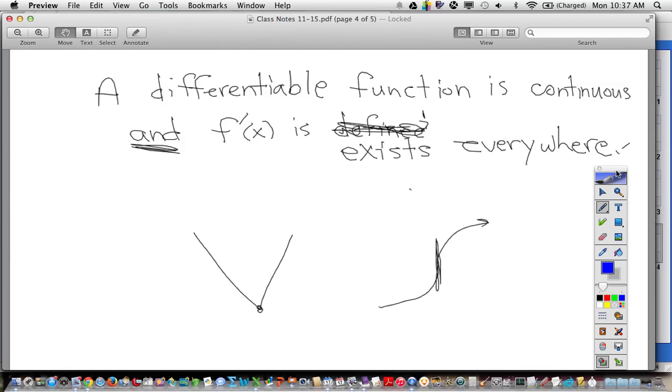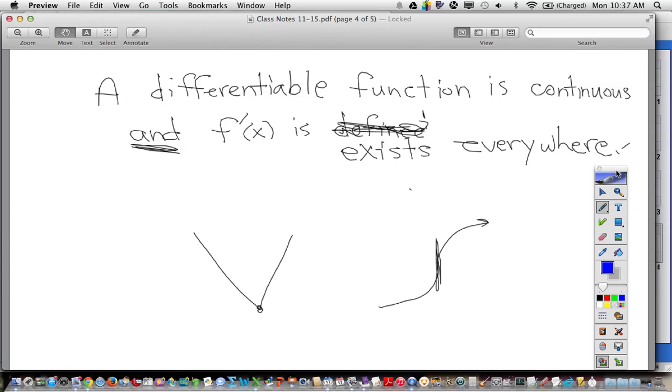But to be differentiable, it's a little higher bar. Not only does it have to be continuous, it's a little bit of a rectangle and a square thing. If you have a square, it has to be a rectangle, and all the sides have to be equal. Well, to be differentiable, it has to be continuous, you never lift your pencil, and the derivative has to exist everywhere. So I put up 2 examples where they would be continuous, but they're not differentiable. The derivative doesn't exist at a sharp point or at a vertical tangent.